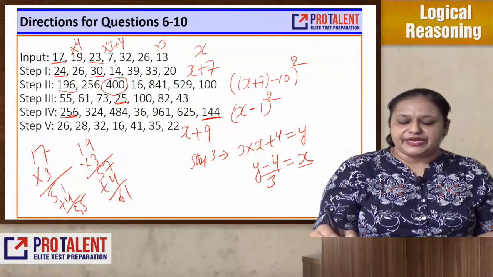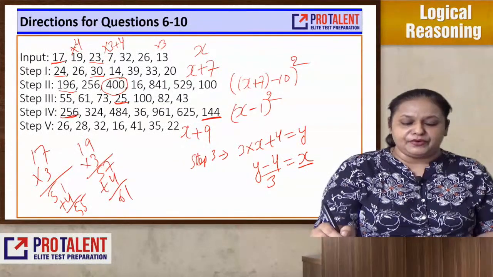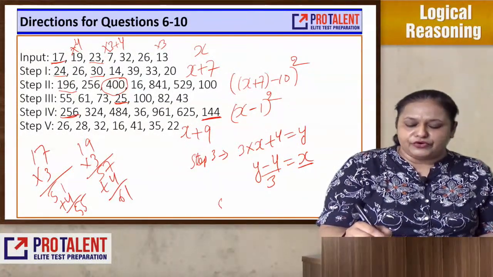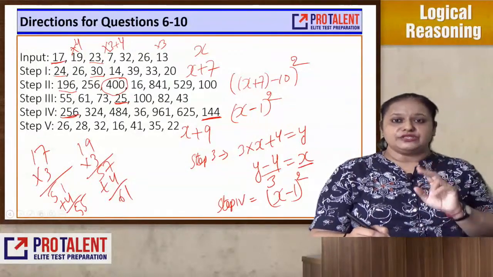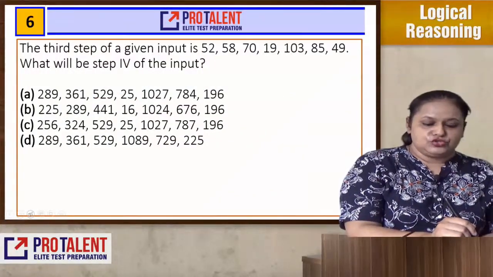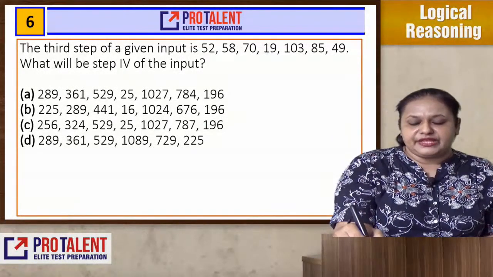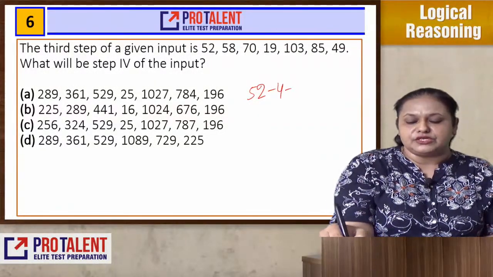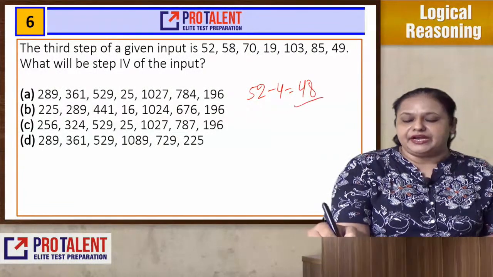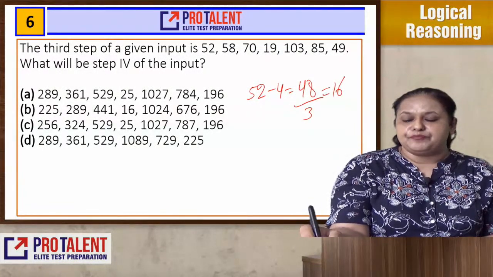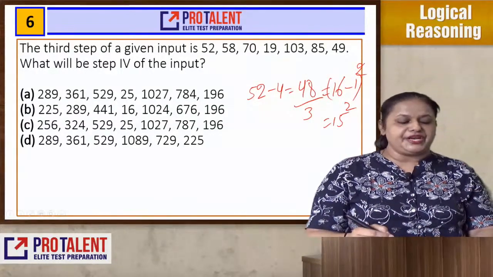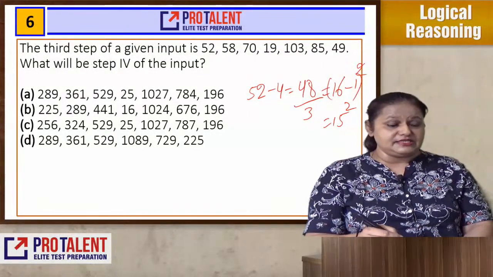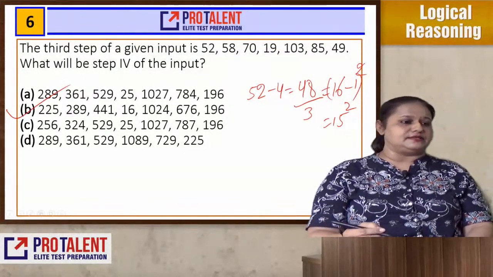So this is how I am going to get the input, and once I have the input, step number 4 is nothing but (x minus 1) ka square. Okay, so this is the logic by which we should have proceeded. If I just do it for you, it would be 52 minus 4, which is 48, divided by 3 is 16, minus 1 ka square, so 15 ka square, 225. Since in the entire series I have only one such option, this is my answer. Clear?